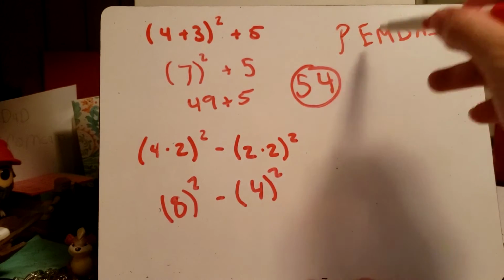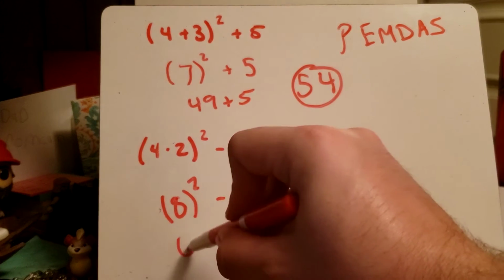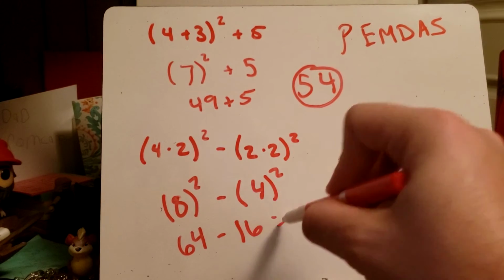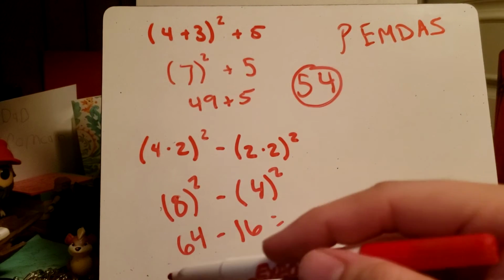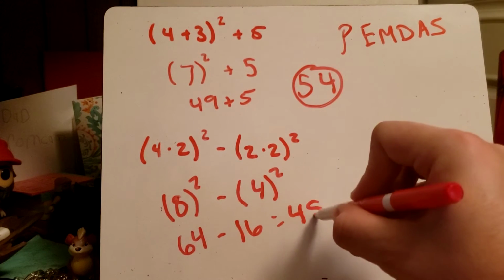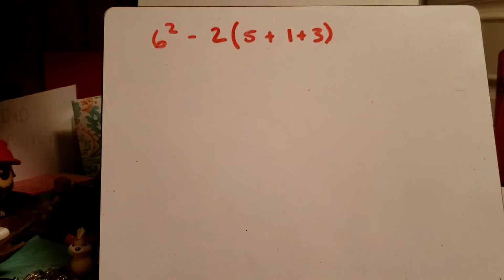Okay. Next, we've got exponents, and we have 2 of those as well. So we've got 8 squared, which is 64. And we have 4 squared, which is 16. And now we're down to just subtracting. So 64 minus 16 is 48. And we got that one done real quick. Let's do one more. And then we can call it a day with practicing these.